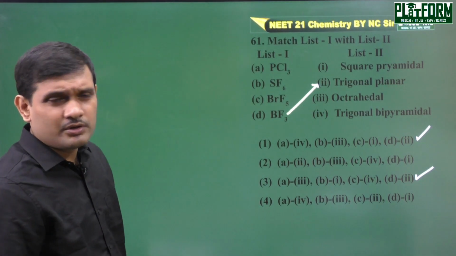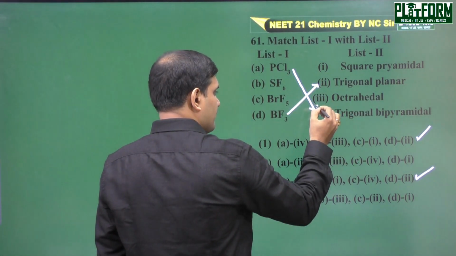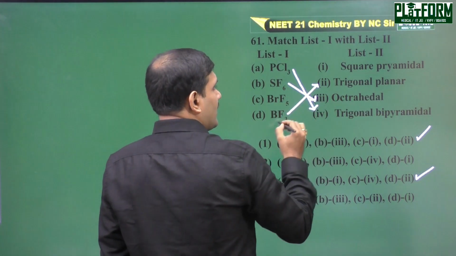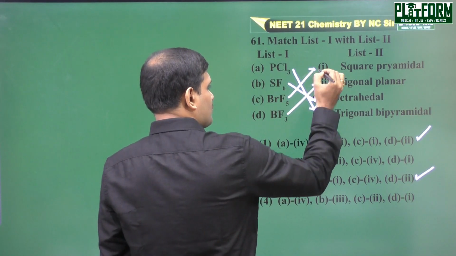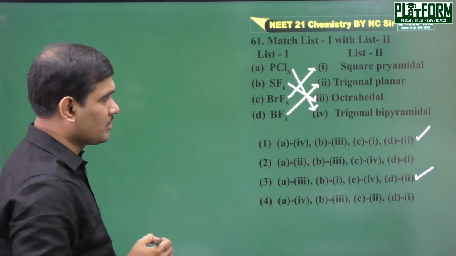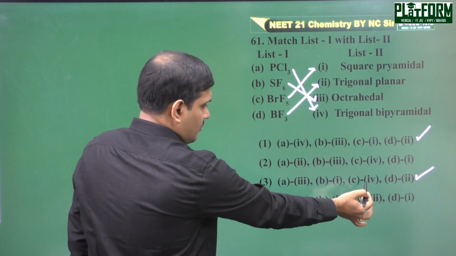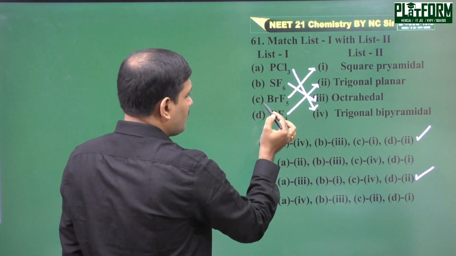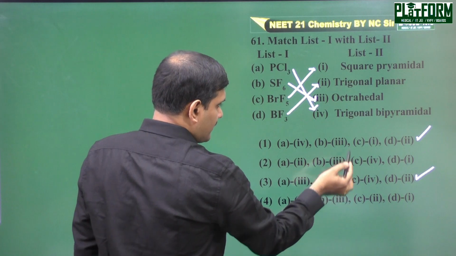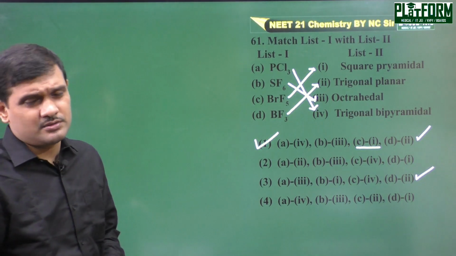Now PCl3, all we know PCl3 will have trigonal bipyramid structure. SF6 will have octahedral structure, and BrF5 will have square pyramidal structure. So definitely you just match any of them. If you go for option C, BrF5, it will definitely be option C, it is 1. So definitely we have the correct option 1. It's a very easy question.